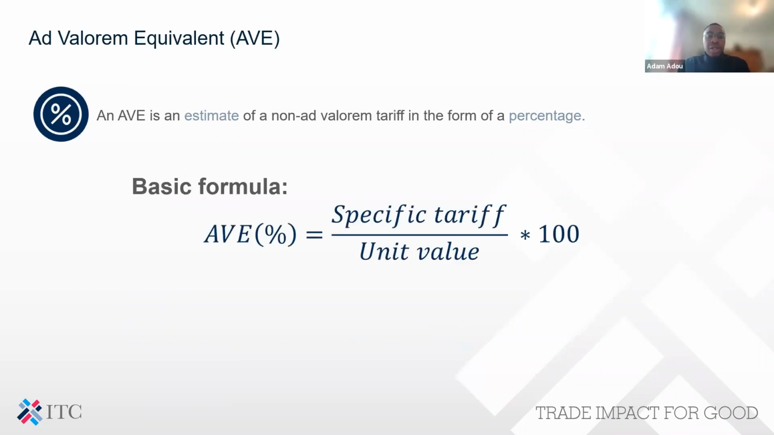So how does it work? What you should keep in mind is that the ad valorem equivalent tariff is an estimate of a non-ad valorem tariff. So in order to put a non-ad valorem tariff at the same level as an ad valorem tariff, you will use the ad valorem equivalent. So here is the formula. You will have the specific value divided by the unit value.